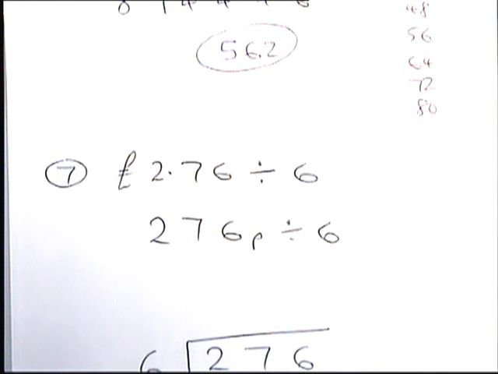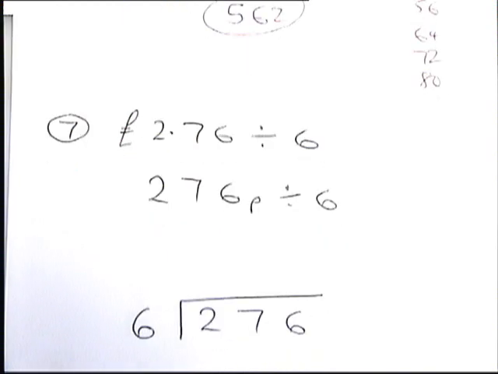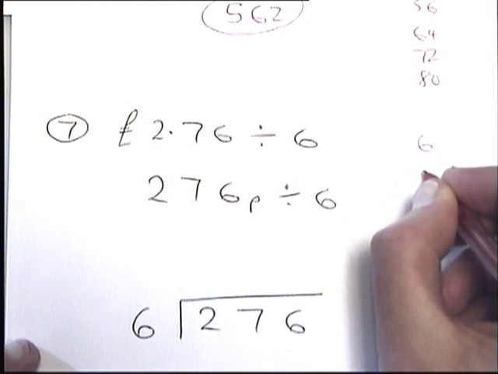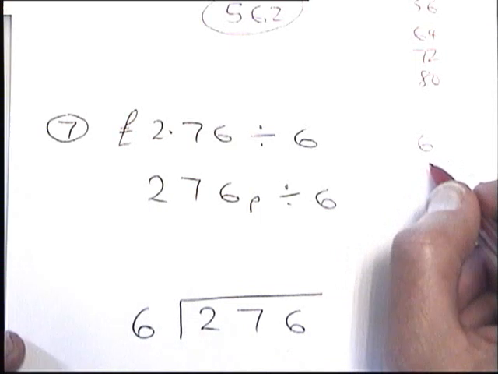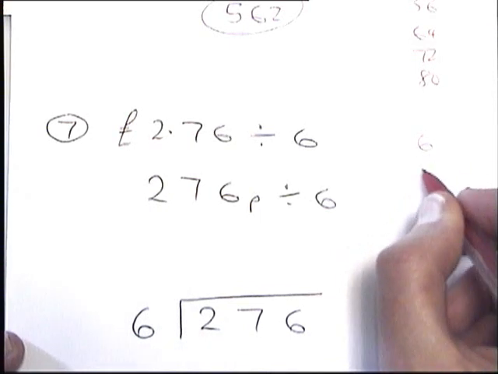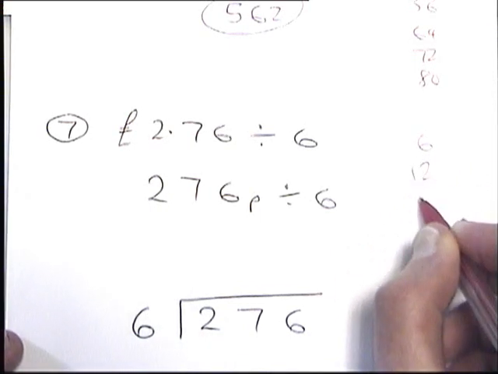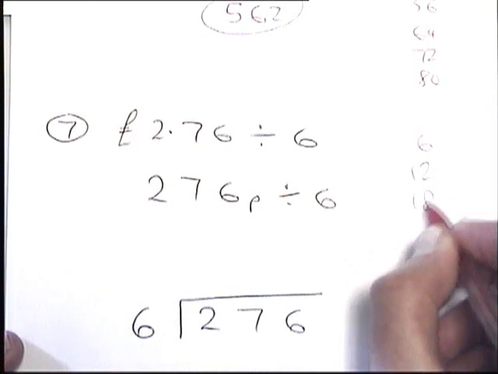So the question I've now got to do is 6 into 276. So, it'd be useful if I had my 6 times table written down. So, again, if you know your tables, great. Otherwise, write down 6 and then count up 6 times. So 7, 8, 9, 10, 11, 12, 13, 14, 15, 16, 17, 18.